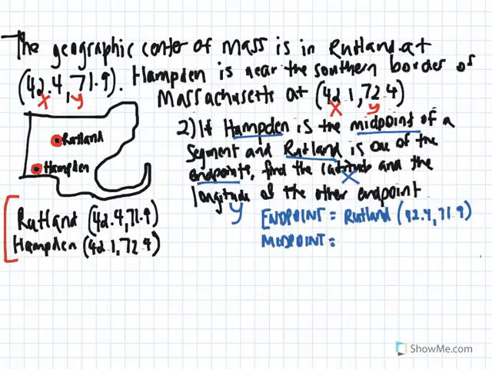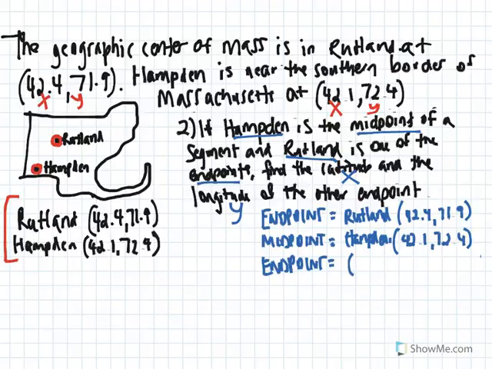The midpoint, as it says right up here, is Hamden. Okay, so Hamden is 42.1, 72.4. Okay, and then the other endpoint is unknown. We're trying to find that, okay? All right, so this is all of our info. We're going to plug it into our midpoint formulas.